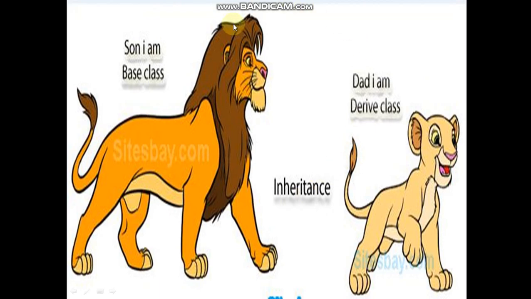So this is a real life example. This is a lion class and this is a cub class. Always a cub class inherits the properties from the lion class. So this lion class is referred to as the base class and this cub class is referred to as the derived class.